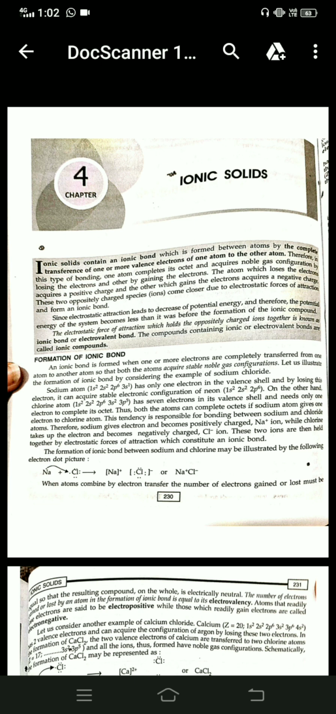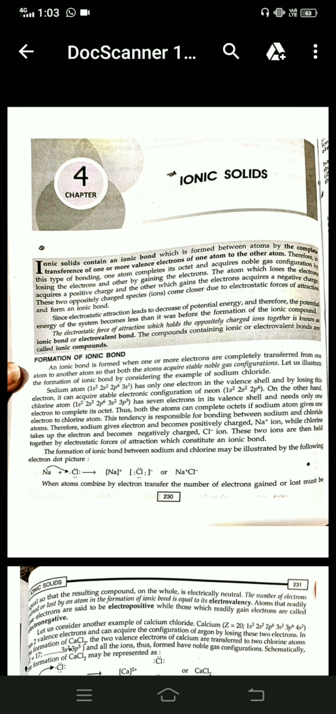Now, the formation of ionic bond. An ionic bond is formed when one or more electrons are completely transferred from one atom to another atom so that both the atoms acquire stable noble gas configurations. Let us illustrate the formation of ionic bond by considering the example of sodium chloride.